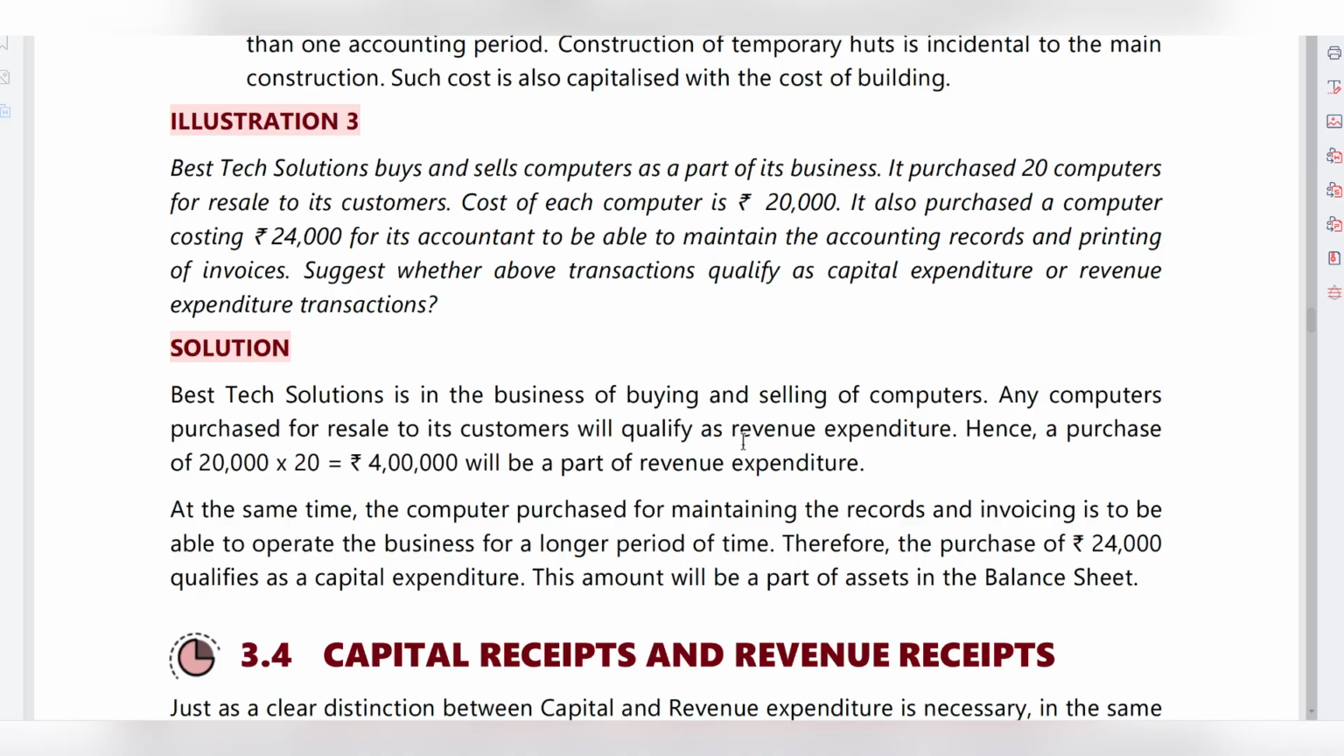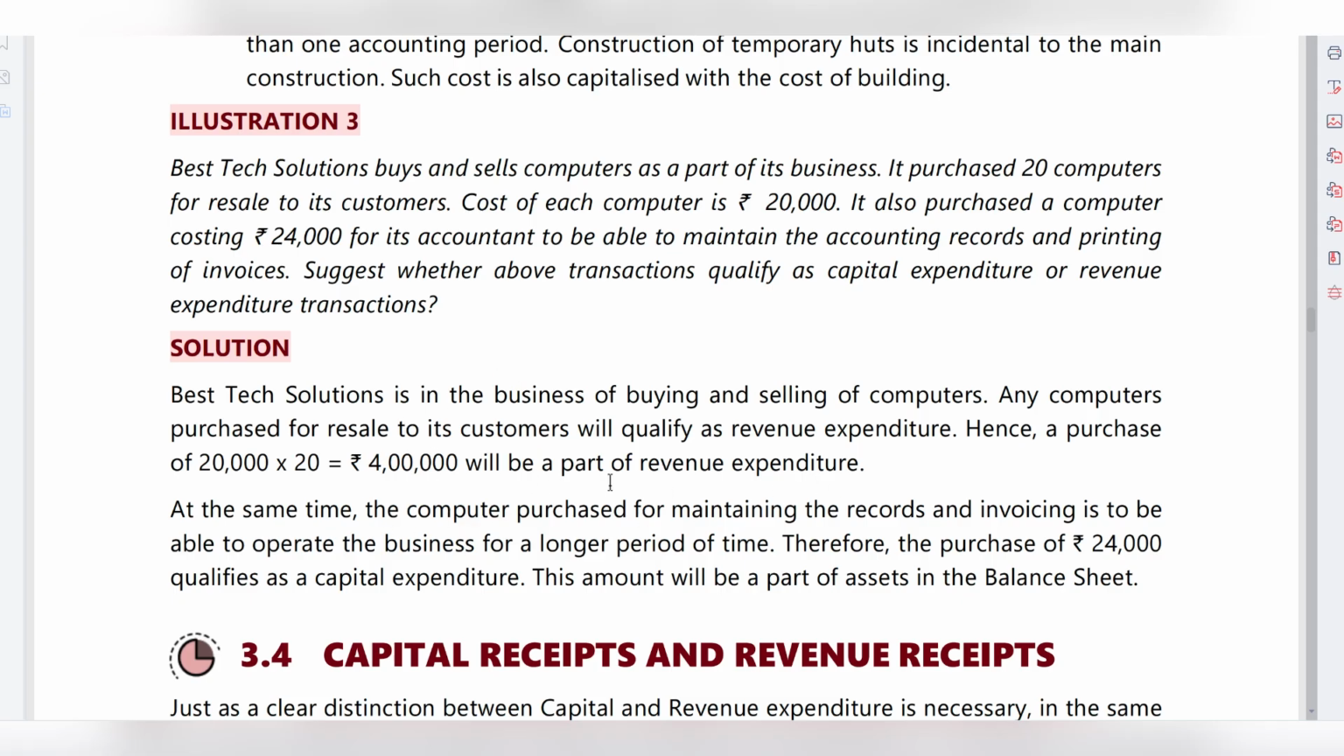Here, Best Tech Solution is buying and selling of the computers. This is the main activity of the business, the operational activity of the business, and they are doing this on a day-to-day basis. So this is revenue expenditure for them. Hence, the purchase of 20 computers at rupees 20,000 each, that is 4 lakh, will be part of revenue expenditure.